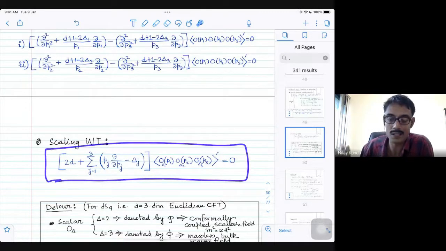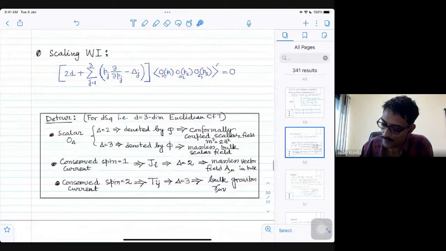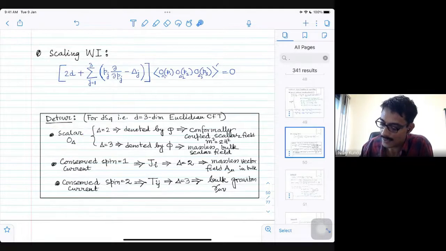So these are just my starting point, and I've probably discussed this before: if we have a scalar in the CFT with a dimension delta, then delta equal to 2 corresponds, on the de Sitter 4 side, to some conformally coupled scalar with mass given by this, and delta equal to 3, as we have seen before, corresponds to a massless scalar field in de Sitter 4.